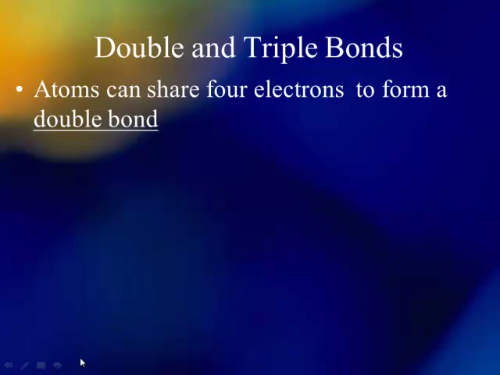Two atoms can share more than one pair of electrons between them. Atoms can share 4 electrons, or 2 pairs, to form a double bond. In an oxygen molecule, the oxygens share 2 pairs of electrons. Remembering that atoms are stable when they have 8 valence electrons, is this oxygen on the right stable? Yes, it has access to the 4 shared electrons plus 4 of its own electrons, totaling 8. The same goes for the oxygen on the left.